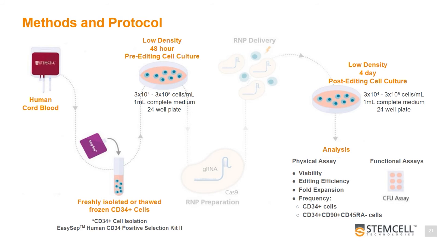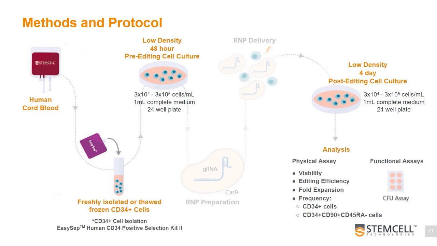The same workflow was used across all experiments, including medium and supplement testing, as well as optimization of genome editing. As a source of HSPCs, we use human cord blood, from which CD34 positive cells were isolated. Freshly isolated or thawed frozen CD34 cells were then plated in low-density cultures for 48 hours to allow for stem cell activation prior to genome editing. Next, the cells underwent genome editing using CRISPR-Cas9 system.